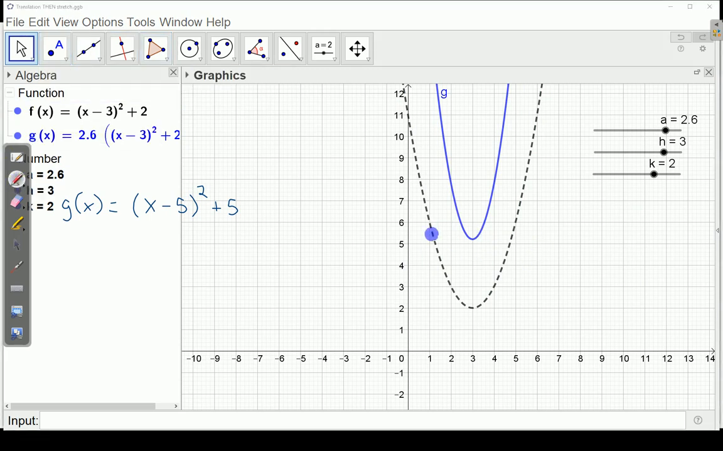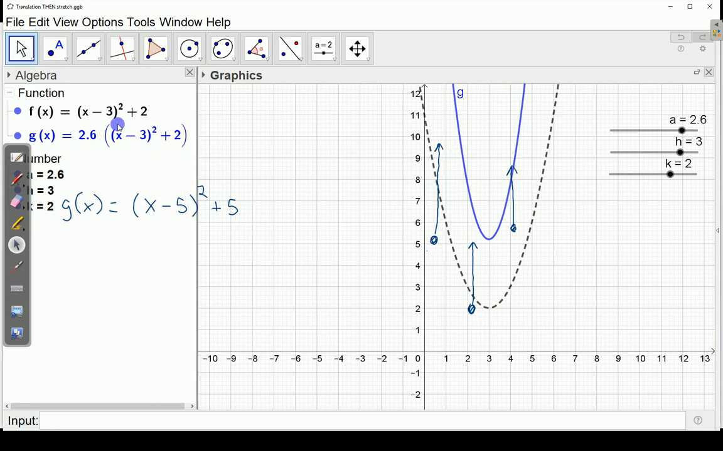So not only does it take points, say, from here, and it stretches them up. It takes a point here and it stretches it up. But it also takes the vertex and it stretches it up. And so the k value is going to change. To kind of show you that in a little bit different way, you can take a look at the equations over here. Here's our original f.